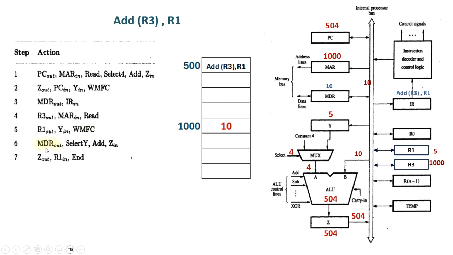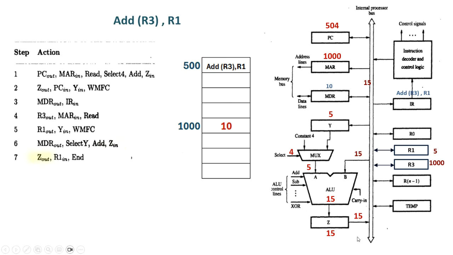In the next step, the MDR out signal is enabled. So the 10 value can be moved into the internal bus. Then the next signal is select Y. So the Y signal is selected by this multiplexer. So the 5 value can be taken as the first input of the arithmetic and logic unit. Then these two values can be added by enabling the add control signal here. The result is 15. Then that can be moved into the Z register by enabling the Z in control signal.